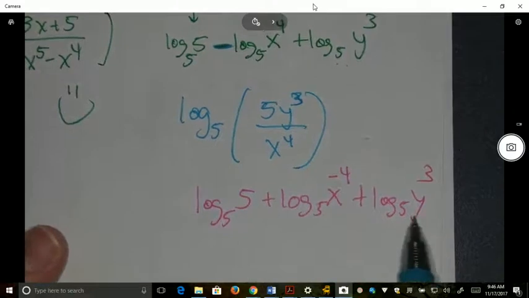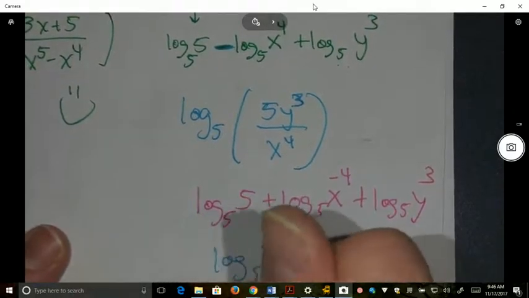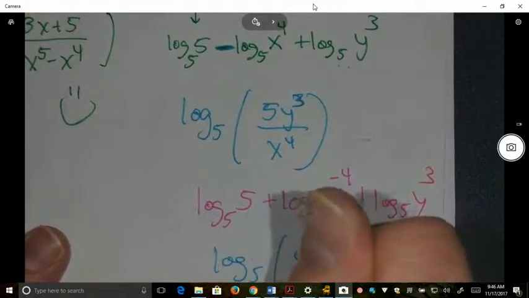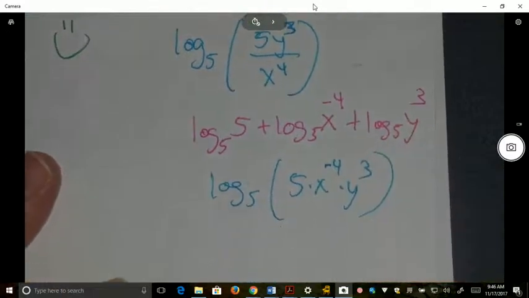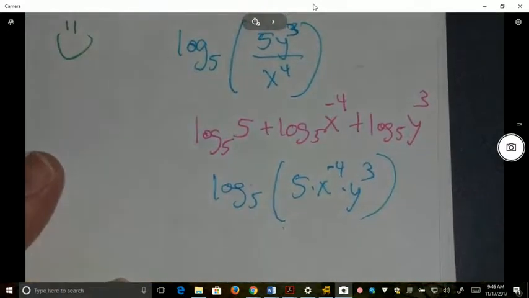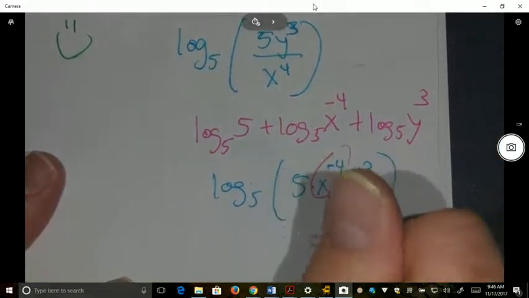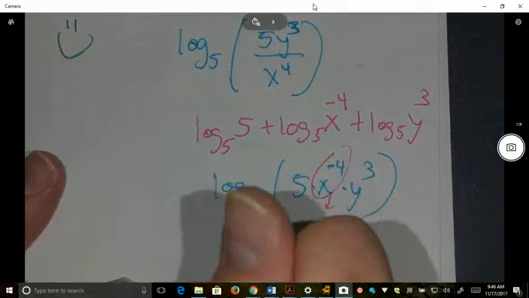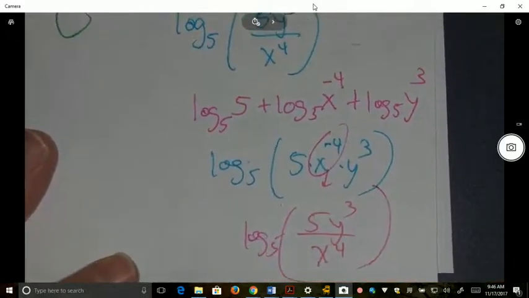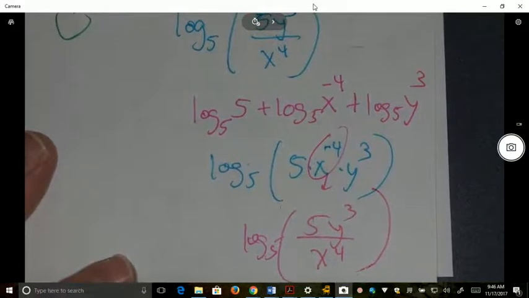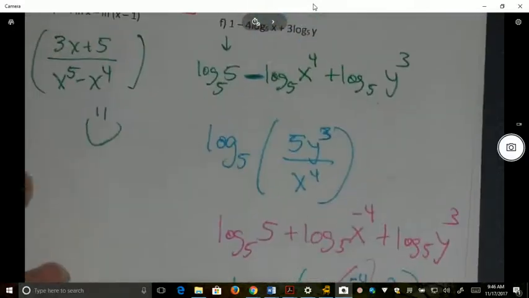Well, it's all product now, right? So they're all the products. So it would be log base 5 of 5 times x to the negative 4th times y cubed. Except, are we allowed to have negative exponents in our final answer? No. So then you're going to do what with that in the end anyhow? Move it down. So you're going to get the same thing, but it's going to take you an extra step. But if that makes more sense to you and you can consistently get it right that way, then go ahead and do that.